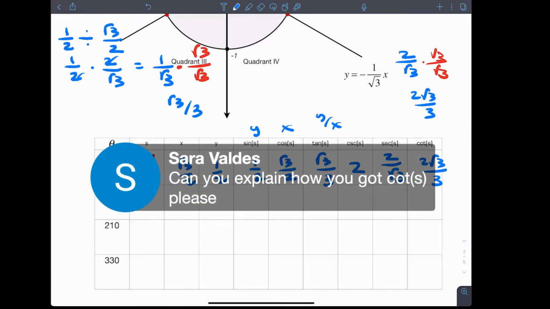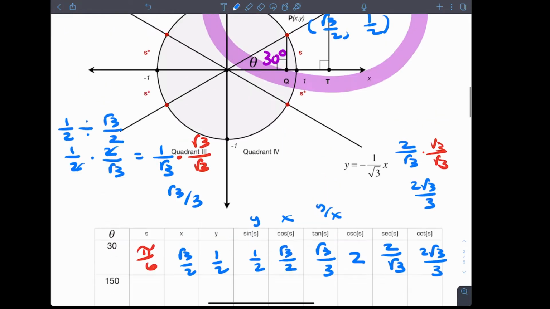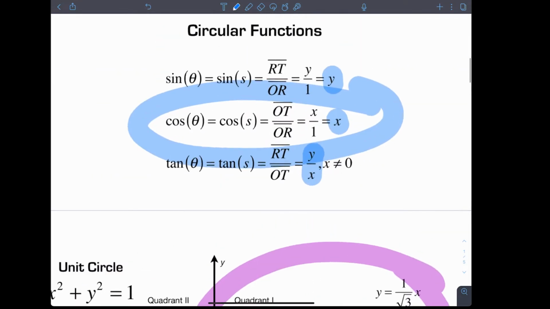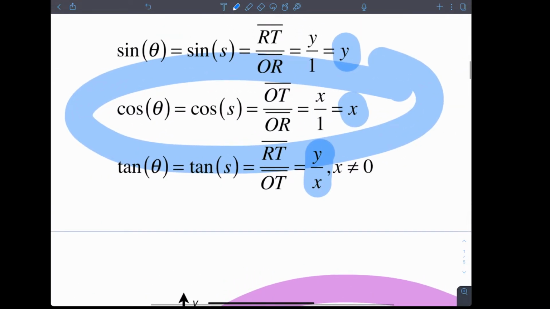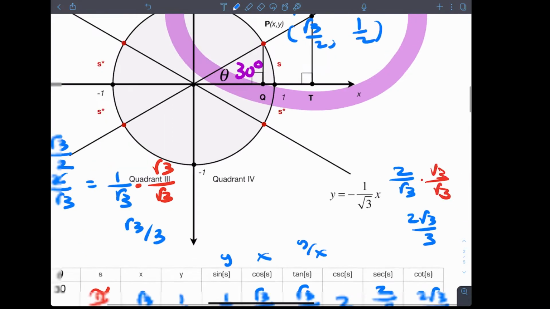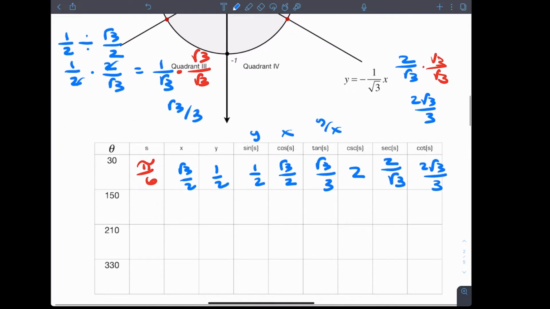Where do we get cosine? Well, this definition here, it's the circular function for cosine. Oh, I'm sorry, it's cotangent. You roll the secant on the cotangent. Oh, okay, I wrote secant on cotangent. 2 square root of 3 over 3. Good. We're not done. I got excited.